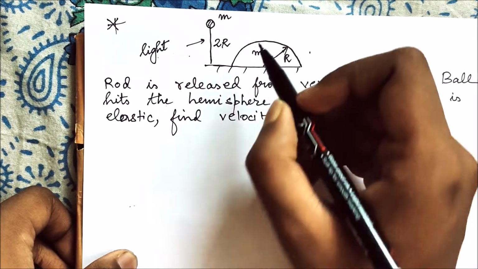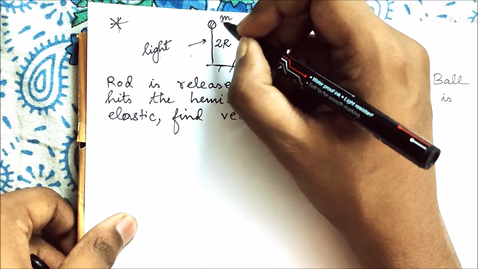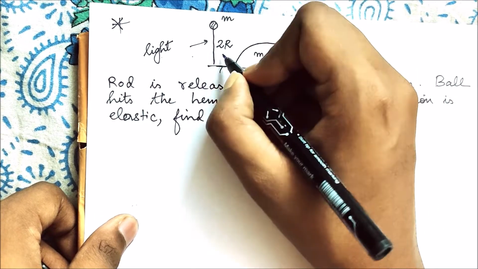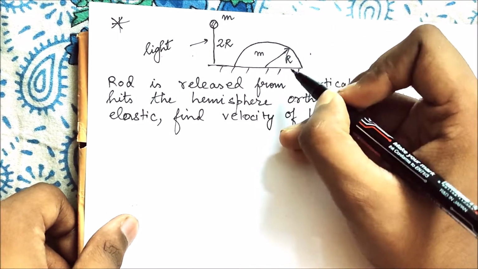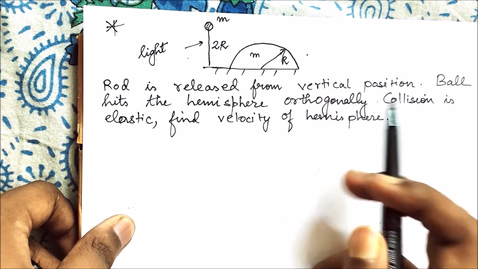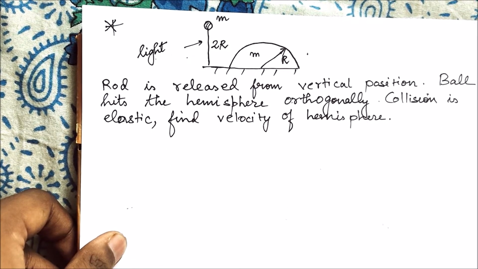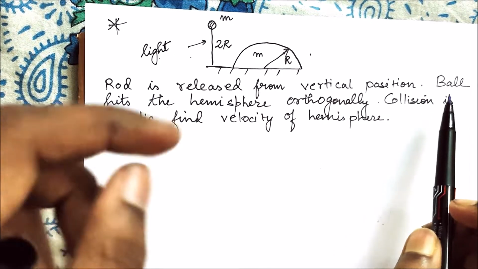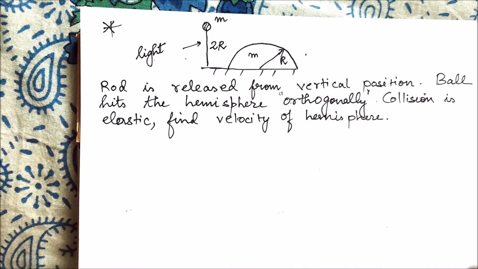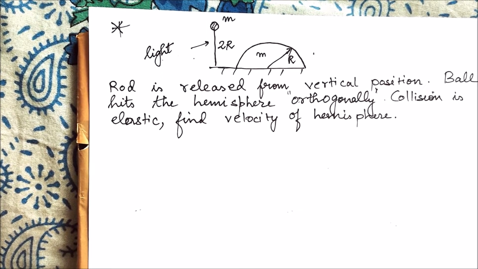Here is a hemisphere of mass m and radius r, and there's a light rod with a small mass m attached to it. The length of the light rod is given as 2r, and the radius of the hemisphere is r. The rod is released from the vertical position, and the ball hits the hemisphere orthogonally. Remember the word orthogonally, because that's a keyword here. Every time you read a question you should go through the keywords. The collision is elastic, that's another thing. Now we have to find the velocity of the hemisphere after it hits.